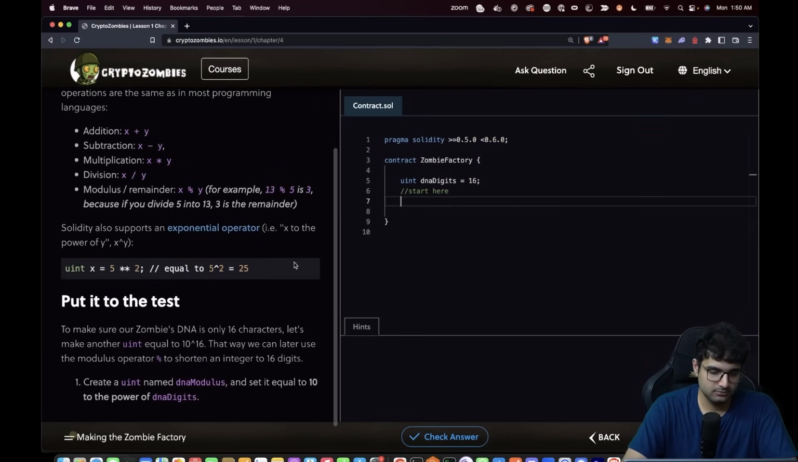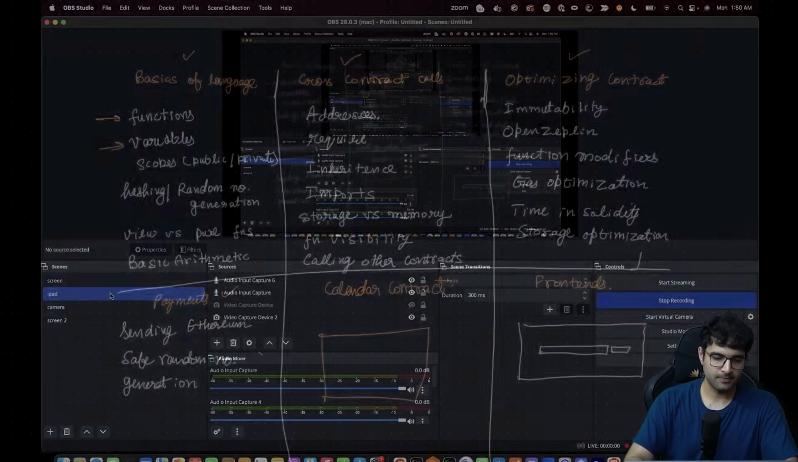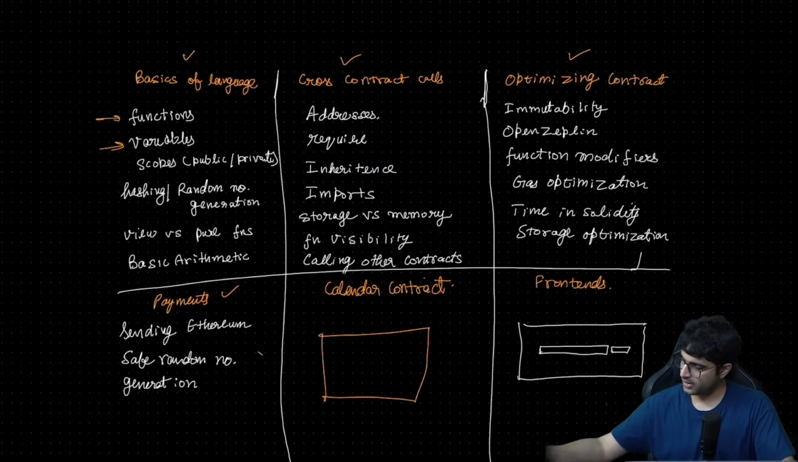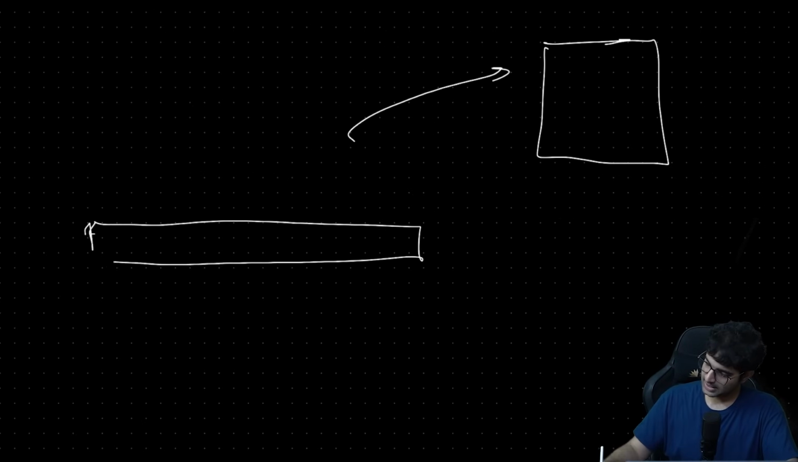It says create a uint named DNA modulus. It should be set to 10 to the power DNA digits. Why? Can you think about why? Let's go to the iPad for this. We are eventually going to store a bunch of zombies on chain. Each zombie, as I said, needs to be represented by a 16-digit number. Okay. How do you create a 16-digit number?